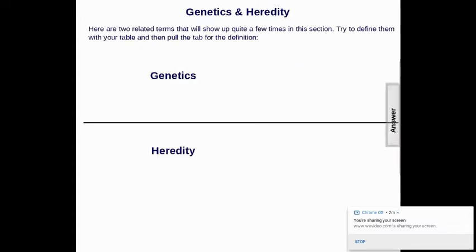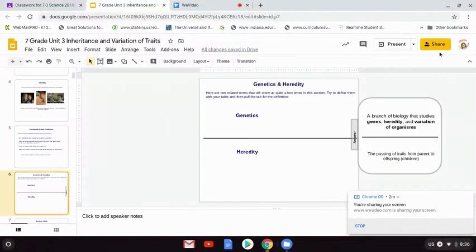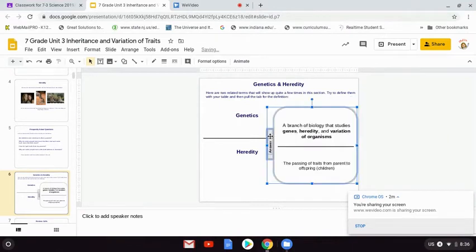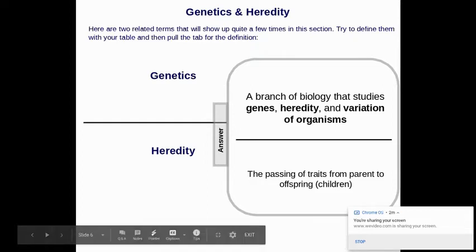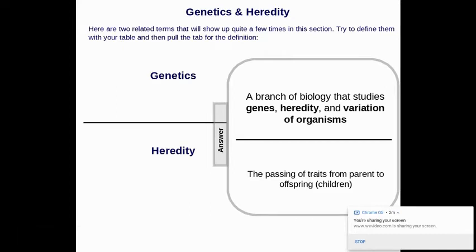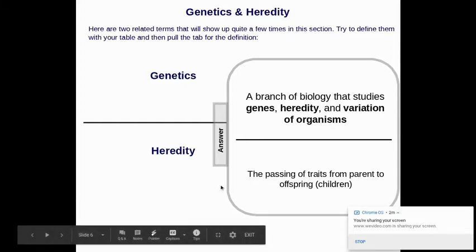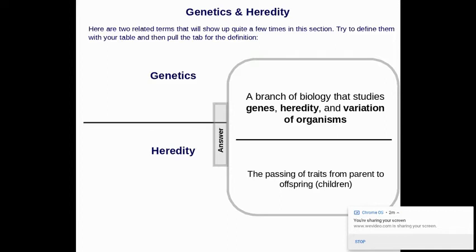All right, so first we have to talk about these 2 words, genetics and heredity. And I want you to write down these definitions. So I am going to show you the definitions. Please copy them down. Genetics is a branch of biology that studies genes, heredity, and variation of organisms. Heredity is the passing of traits from parent to offspring. So genetics is the study of heredity, basically, and it's how traits are passed from the parent to offspring. Pause this if you need to finish writing these definitions down, and then hit play when you're ready.